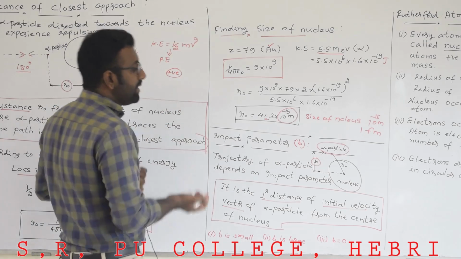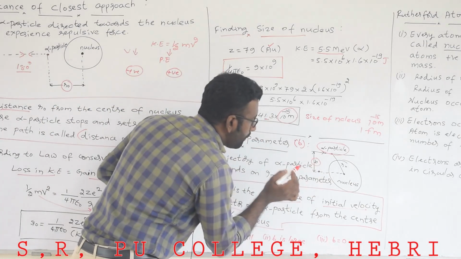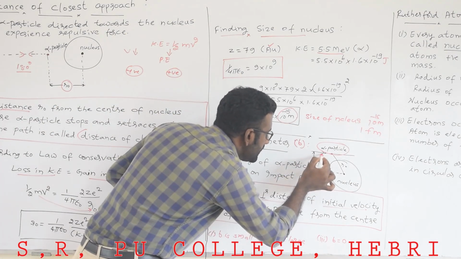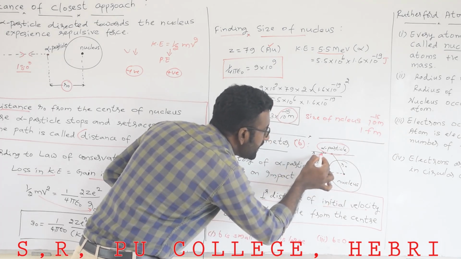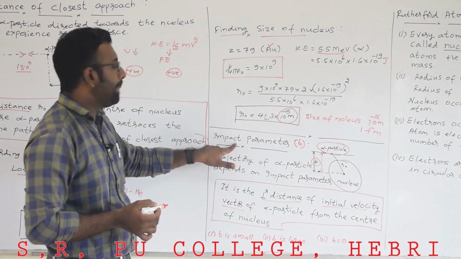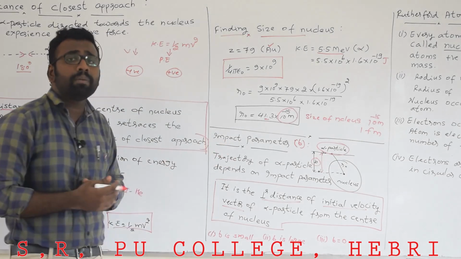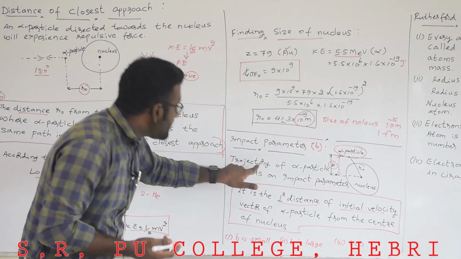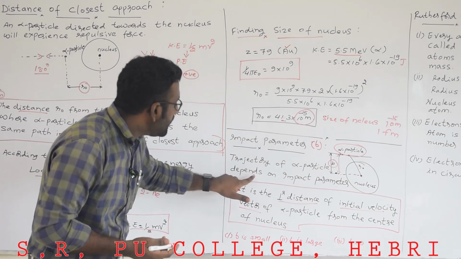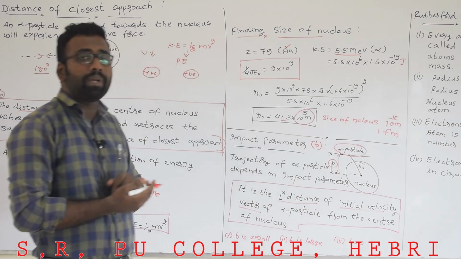That has already been discussed. Now we will focus on this one. It is a perpendicular distance. This distance with respect to the center of the nucleus is taken to be the impact parameter. Why is this impact parameter important? Why do we need to find it? Because the trajectory of the alpha particle depends on the impact parameter.